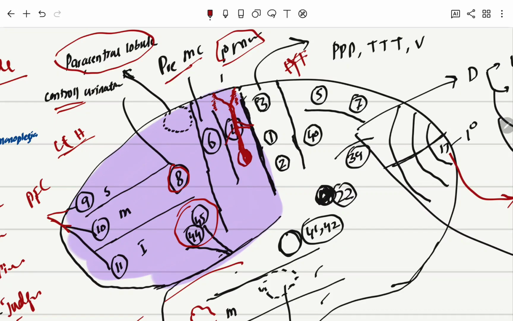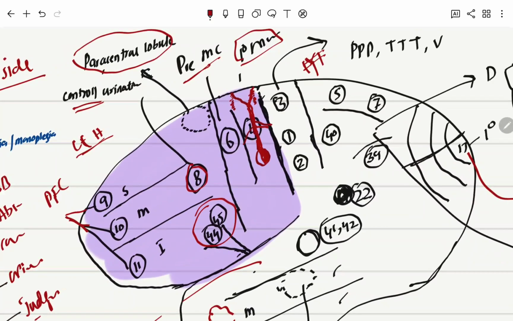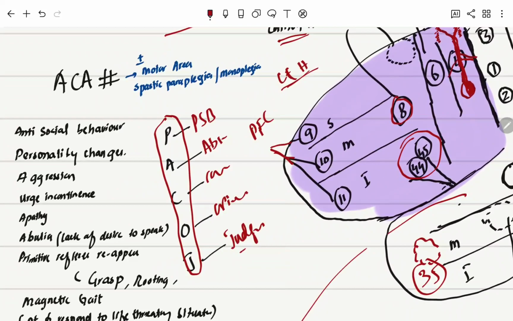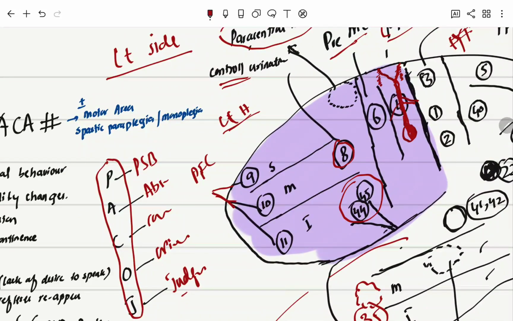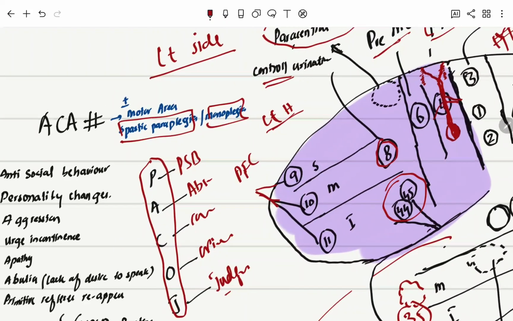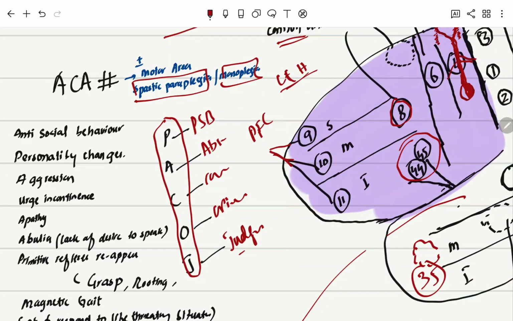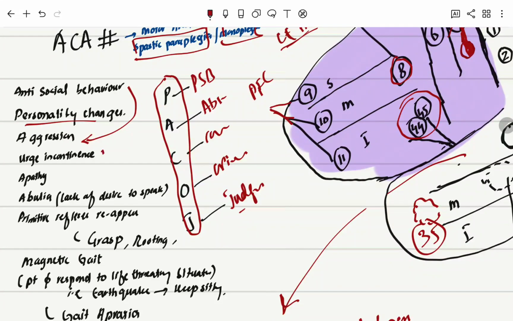So when we cut off the blood supply of the anterior cerebral artery, what's going to happen? We will have these features, right? The leg area will be affected, so the patient will have spastic paraplegia or monoplegia, right? And the patient is going to have antisocial behavior. The patient will be very aggressive. The patient is going to have personality changes, urge incontinence, right?